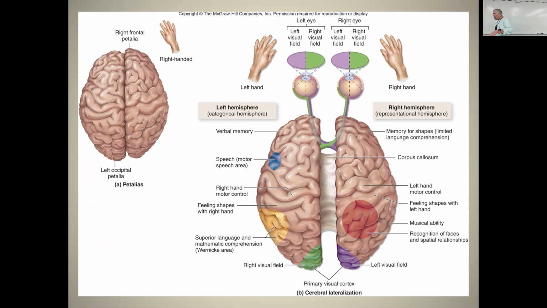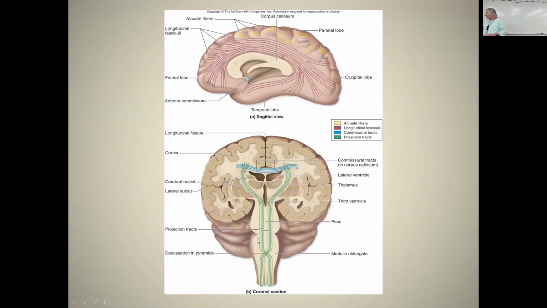The right visual field. Actually, when we get into the senses, we'll find that eyesight hemidecussates. The images from both eyes go to both hemispheres. Right hemisphere is representational: memory for shapes, left hand motor coordination, musical ability, recognition of faces and spatial relationships, and then the left visual field, but also right. Okay. So that's the physical and functional cerebral lateralizations. Well, there are the projection tracts right there.